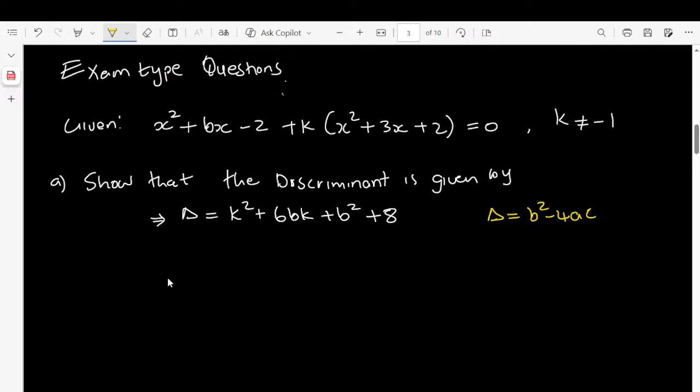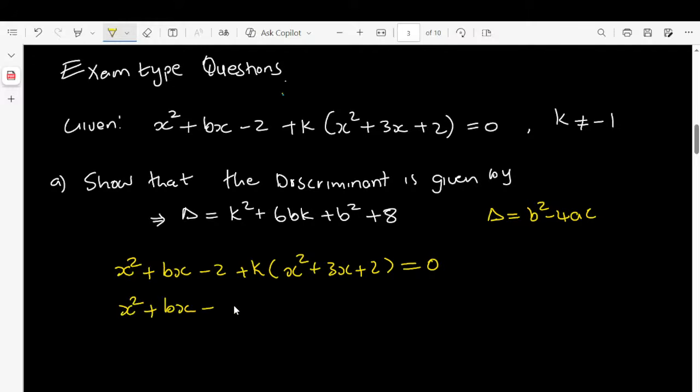So I'll try by all means to rewrite my equation so I can put it in the form of ax squared plus bx plus c. So this will be x squared plus bx, minus 2 plus k inside the bracket. I still have x squared plus 3x plus 2 equals 0. So let's multiply out the bracket and combine the like terms.